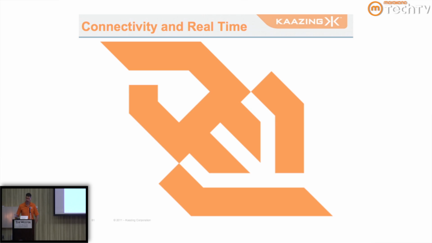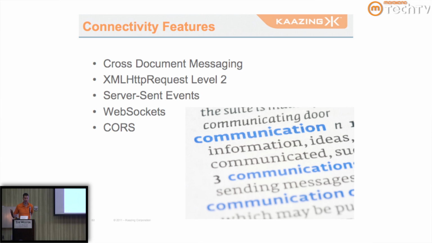The final area is the connectivity in real time, and in that area there's also a whole bunch of new stuff: cross-document messaging to speak from, let's say, an iframe to a page, but that iframe can contain content from a completely different domain. XHR level 2, server-sent events, WebSockets, CORS, which is a part of the standard that allows you to share content across different origins.